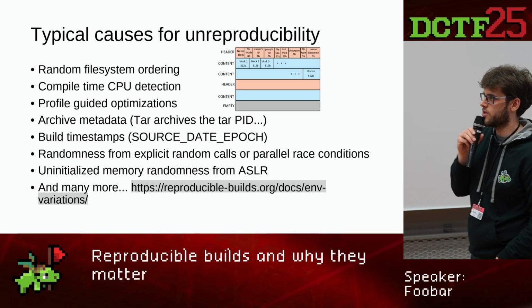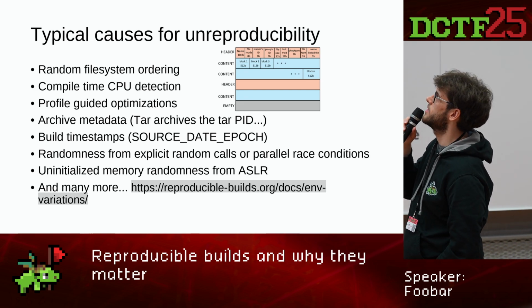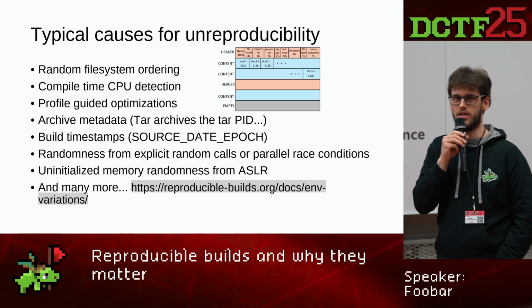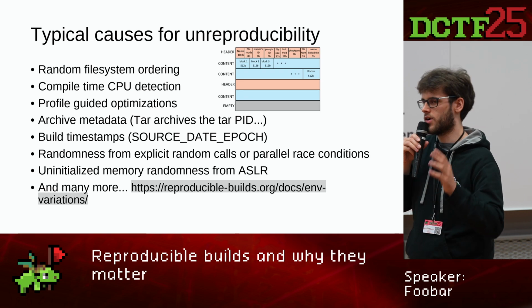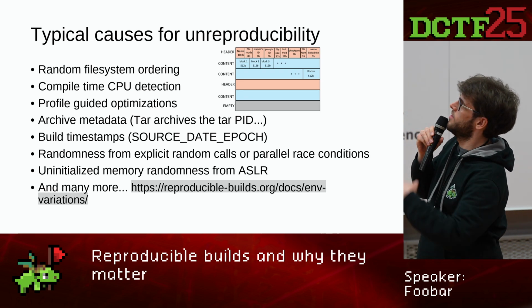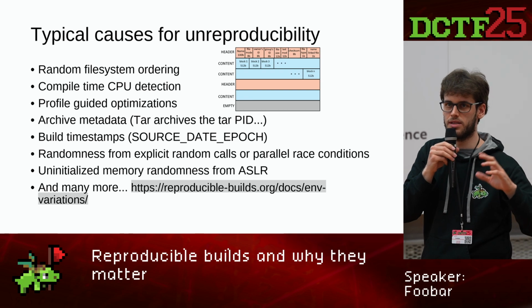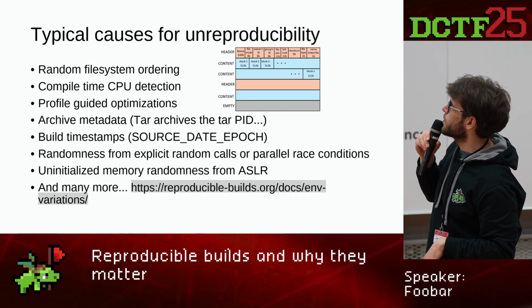The most common file system in Linux, ext4, for example, has random file system ordering. This is fixed by distributions. They patch the ext4 file system on the build service to have a constant random seed, and therefore you don't have random file system ordering. So if you use an established build service like Open Build Service, this is taken care of for you.